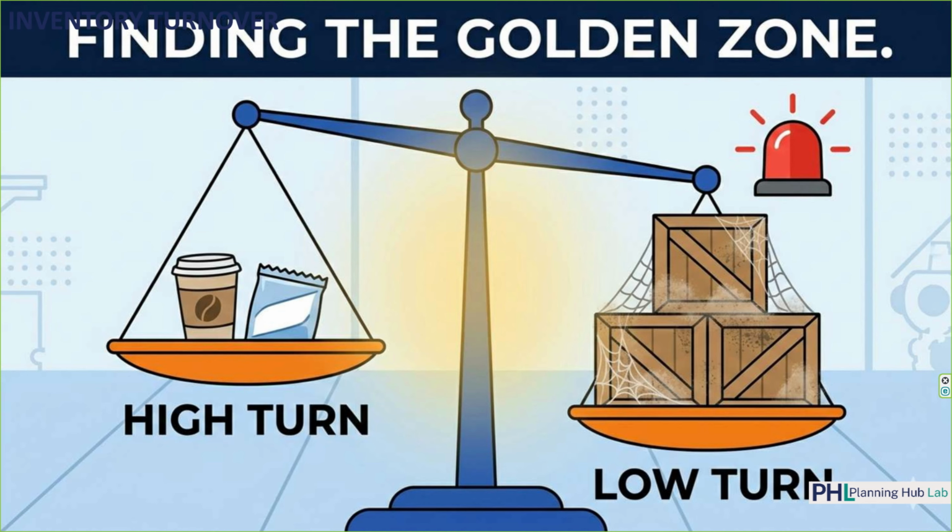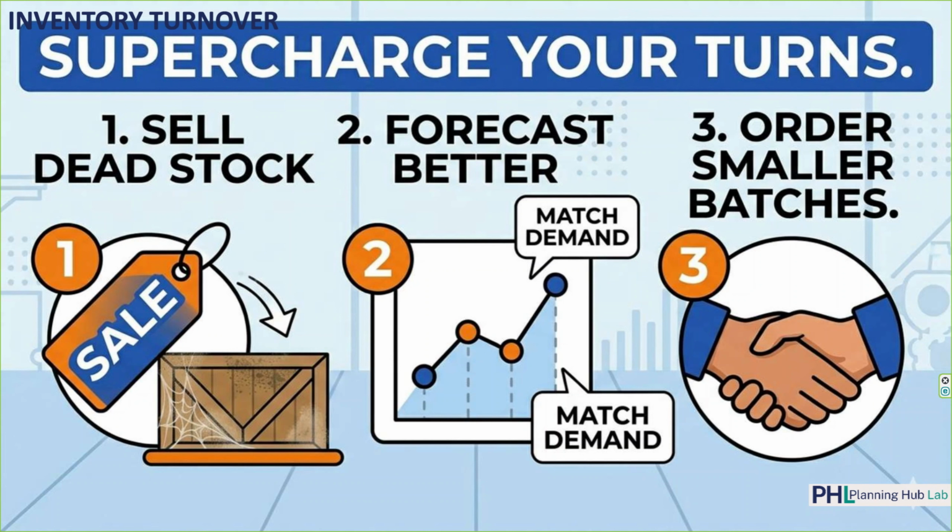But don't panic. We do have a few quick turnarounds so you can fix it. For immediate action, you can liquidate the stock, run a clearance sale, bundle slow moving items with your bestsellers, or sell the old stock to a broker. Get the cash back, even if you just break even.